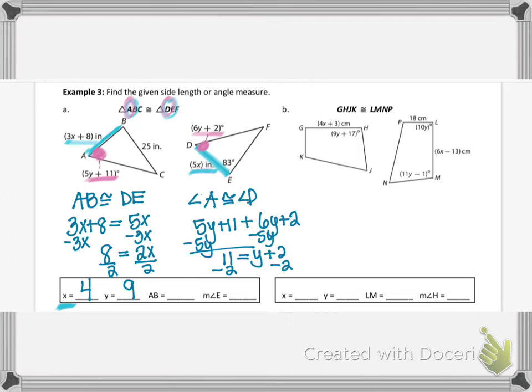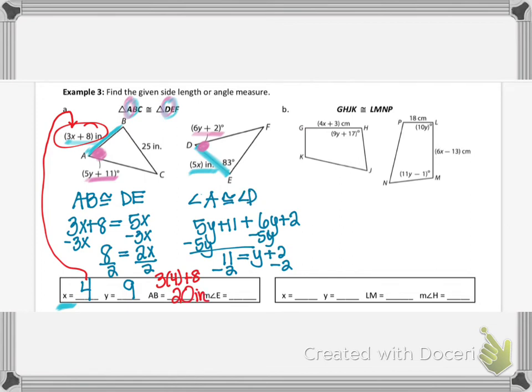Now, if I wanted to find out what the length of AB is, AB is right here, right? So I could take 4, substitute it in there, and that would tell me that AB must be 3 times 4 plus 8, which is 20. And again, they have units on there, so I'm going to include units there, 20 inches.